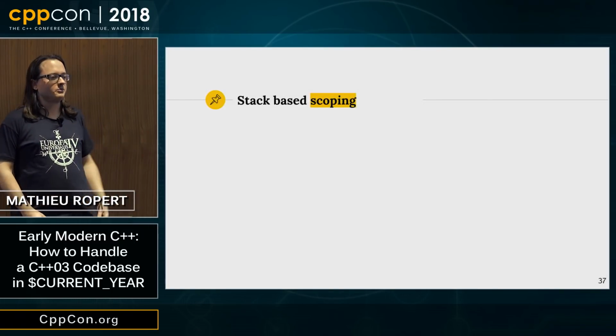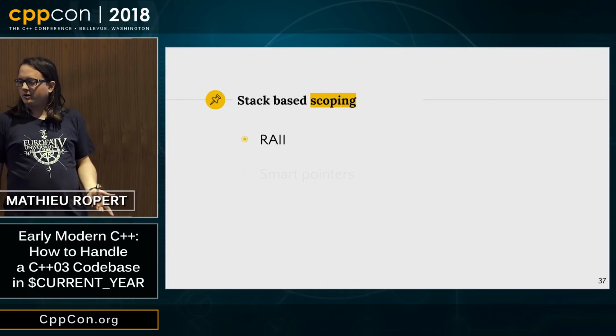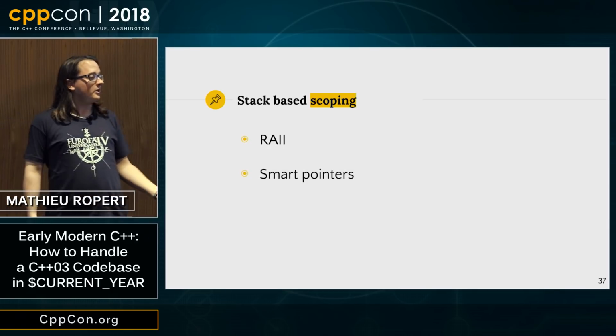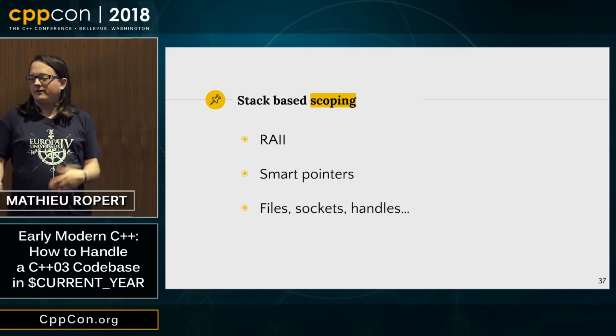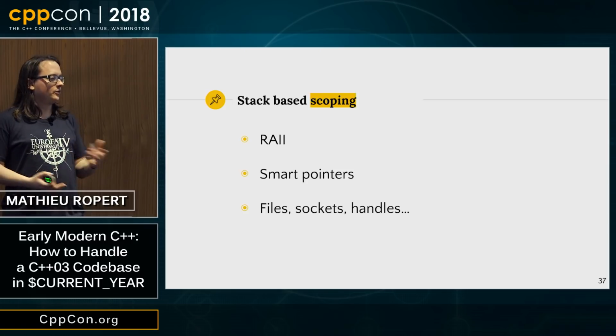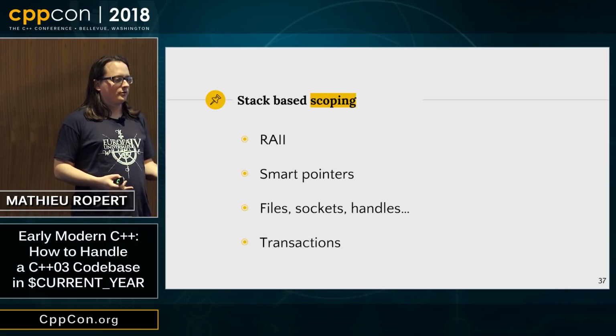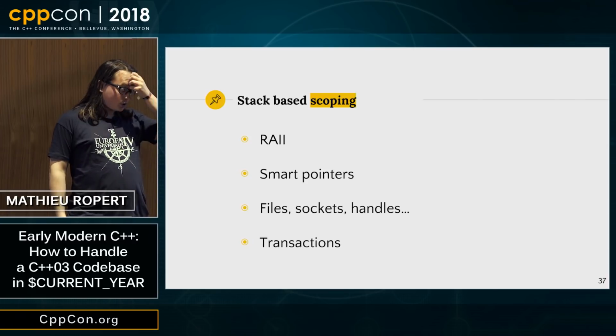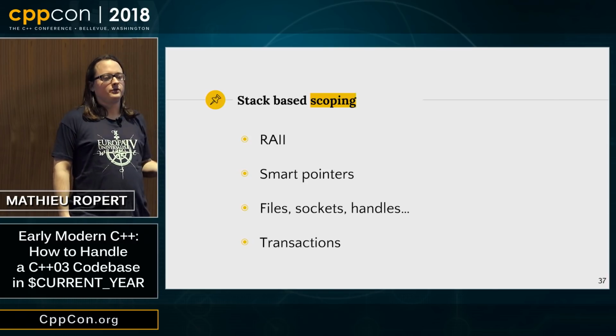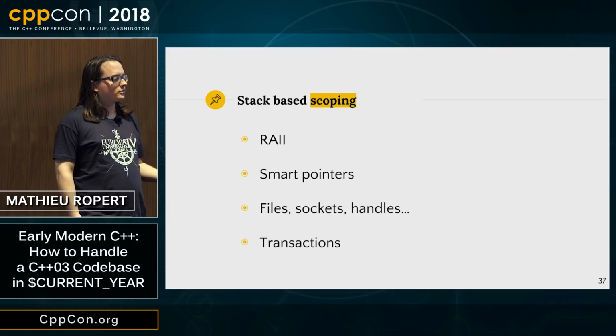I don't think I need to explain a lot about this. I mean, we know RAII, we know smart pointers. We also have stuff like files, sockets, handles, basically anything that contains a resource and has to free it at some point. And as Herb showed this morning, we can also be very creative with constructors and destructors.